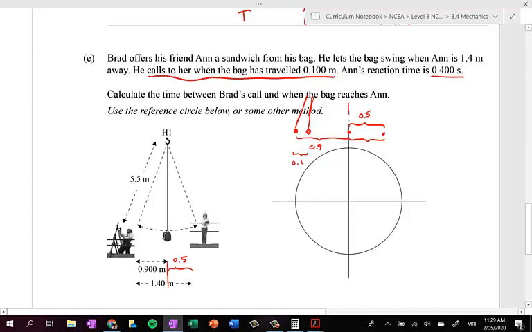So then it swings through equilibrium, and then it swings out to her there. Okay, so what we need to know is the time between when he calls to her and when the bag reaches her. So it started off here. He called to her when the phasor will be here, so the bag will be here by that stage. Well, that's 0.1. So we can draw that phasor in there. That's when he calls.